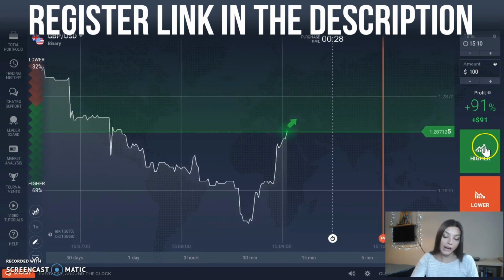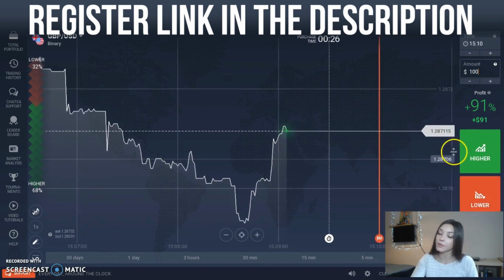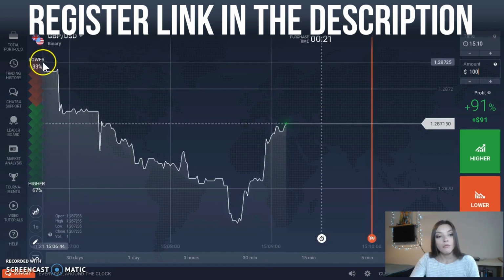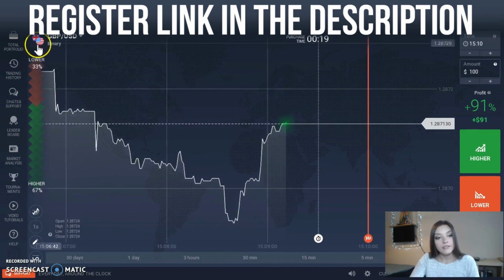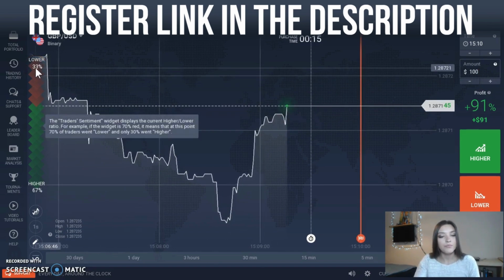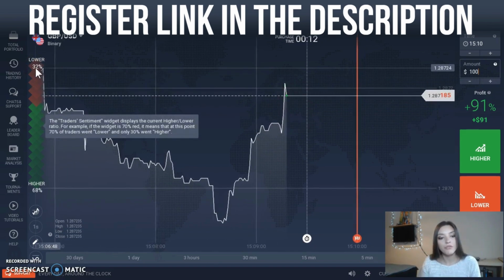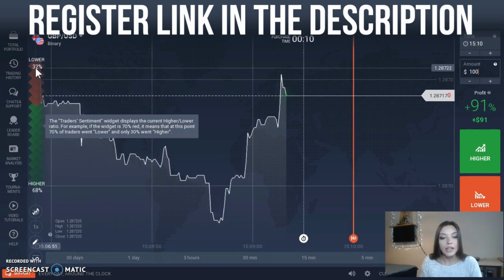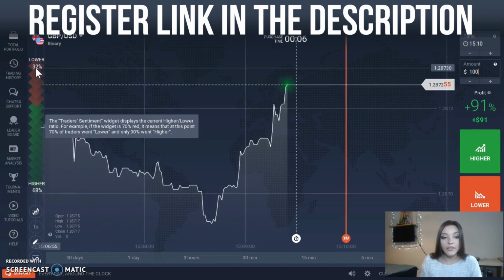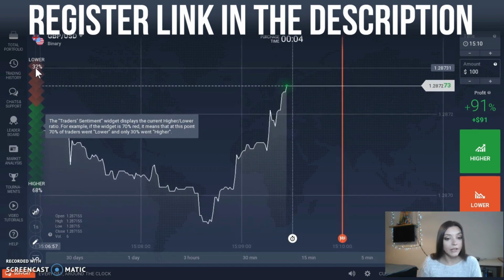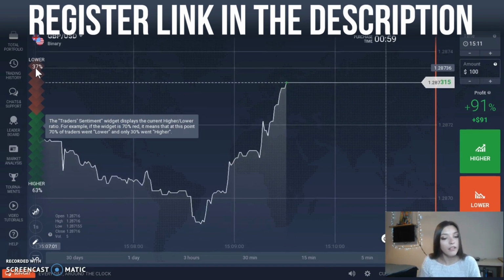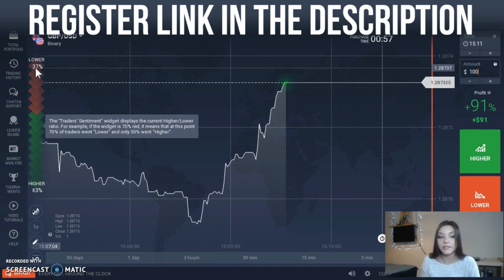Here we have higher position and lower position. It means call option and put option. So I'm looking at this indicator. It's not really an indicator, it's the trader's sentiment, the current higher-lower ratio. For example, if it's 70% red, it means that at this point 70% of traders went lower and only 30% went higher. So I'm gonna do the same.